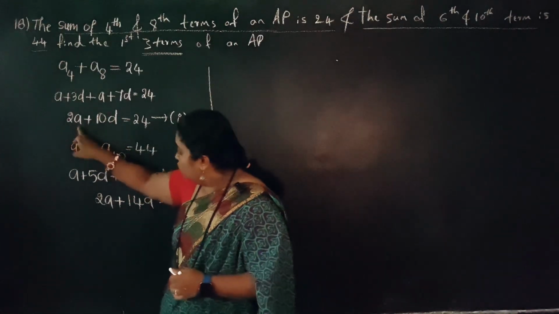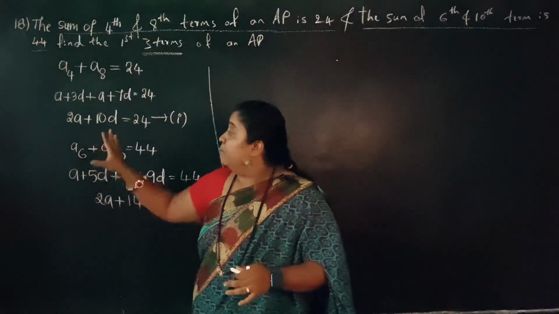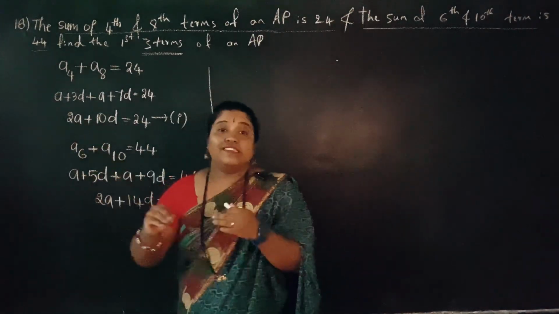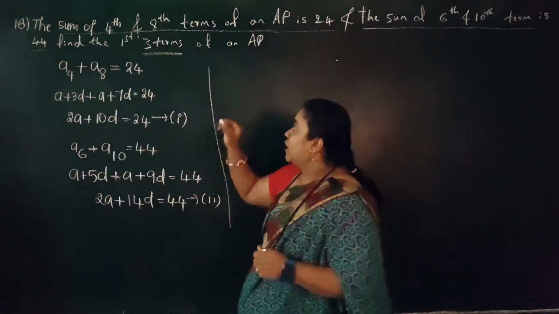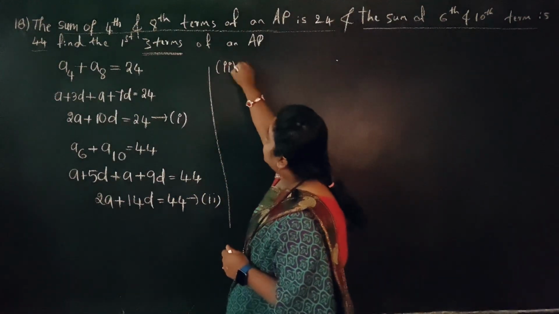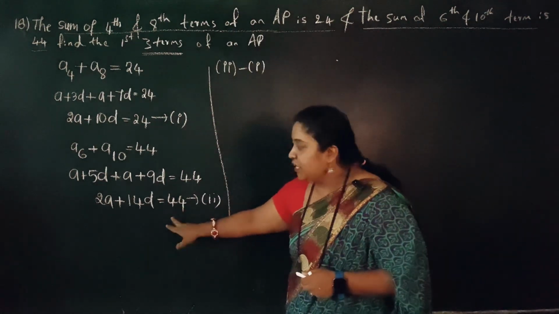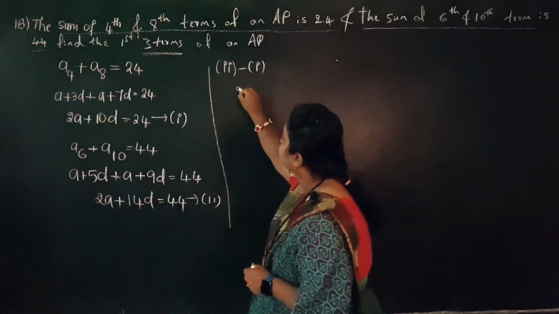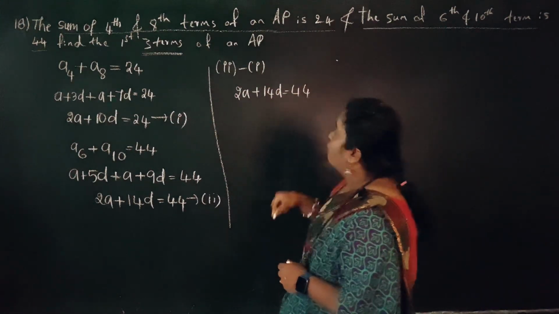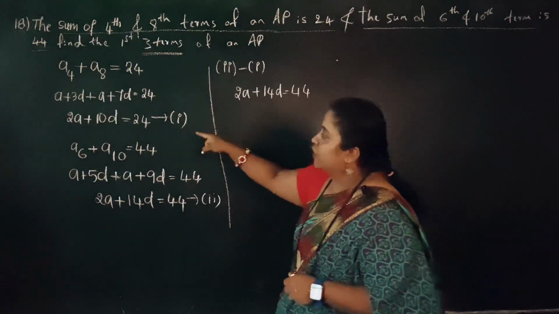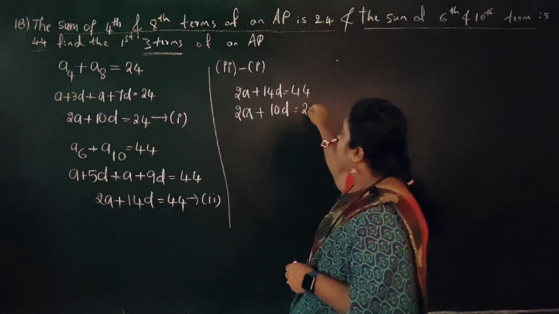Now you just see 2A, 2A. The variable has the same coefficient in both. Number 1 is holding. But what about the second? If they have the same sign, then I have to subtract. If they have different signs, then I have to add. So I should subtract now: equation 2 minus equation 1. Understanding? What is there in equation 2? Equation 2 is nothing but 2A plus 14D is equal to 44. Okay, what is equation 1? Equation 1 is 2A plus 10D is equal to 24.